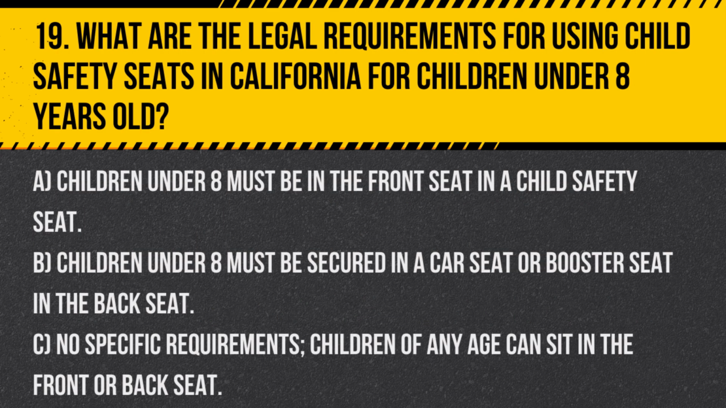Question 19. What are the legal requirements for using child safety seats in California for children under 8 years old? A. Children under 8 must be in the front seat in a child safety seat. B. Children under 8 must be secured in a car seat or booster seat in the back seat. C. No specific requirements. Children of any age can sit in the front or back seat. Answer: B. Children under 8 must be secured in a car seat or booster seat in the back seat. This law ensures the safety of young passengers in vehicles.